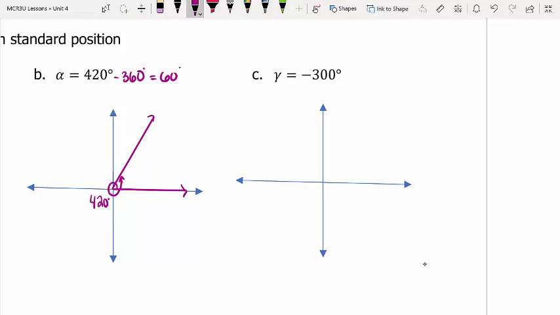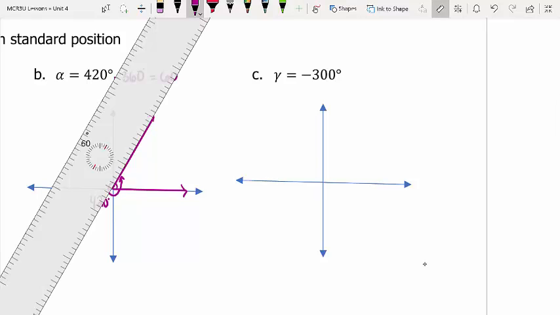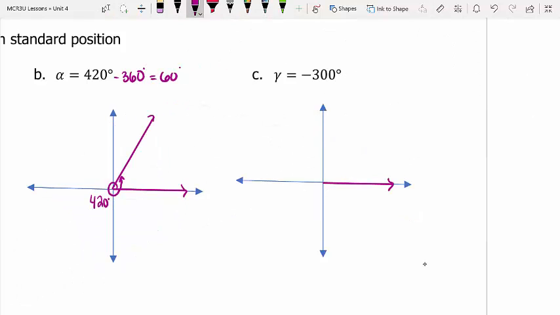Okay, negative 300 degrees. So we're going to start by putting on our initial arm. Now because our angle is negative, I know that I'm going to take a clockwise rotation from that initial arm. Previously, we've always been taking a counterclockwise rotation because the angles are positive. So let's go ahead and find our terminal arm by starting at my initial arm and rotating 300 degrees clockwise. So there's 90 degrees, there's 180, there's 270. Okay, now there's going to be 30 degrees more. So there's my terminal arm, and that's negative 300 in standard position.